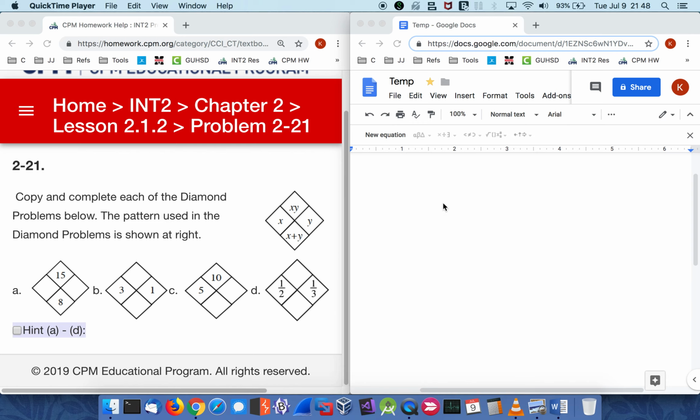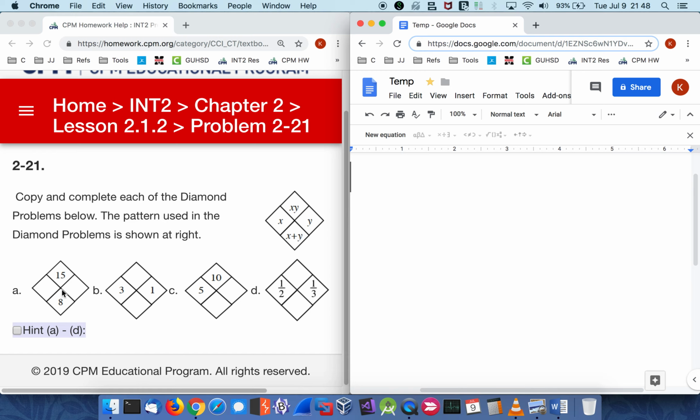Okay, and here we are on the last problem of the evening. It says copy and complete each of the diamond problems below. Well, we should be pretty good at these by now, so you could probably just solve these right off the bat with no issues. If you want to do that, that's cool. Otherwise, I'll just go through them right now.